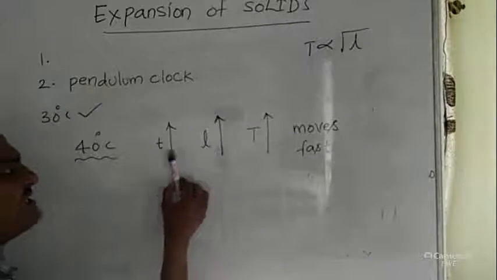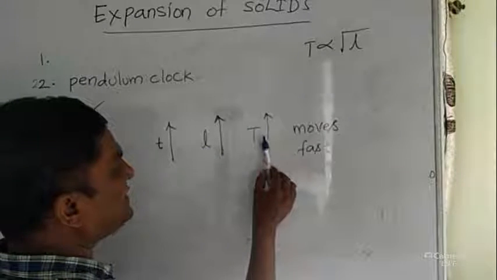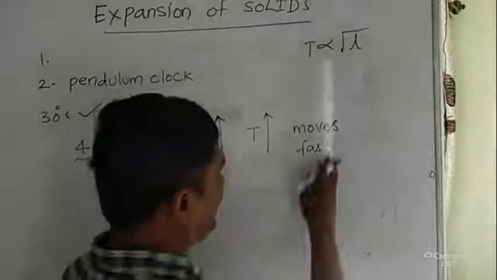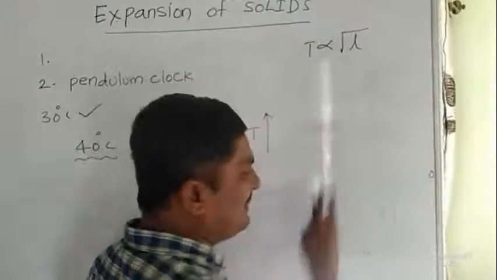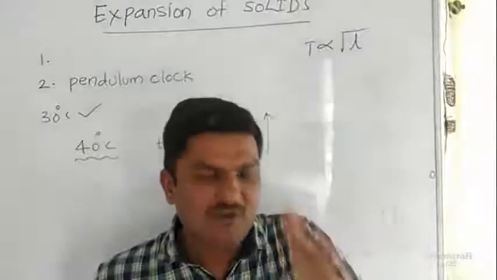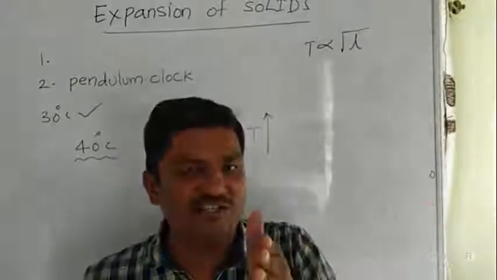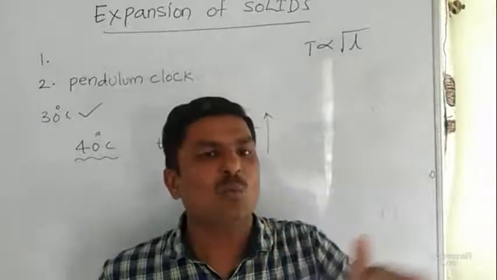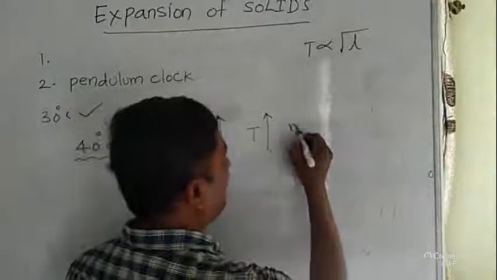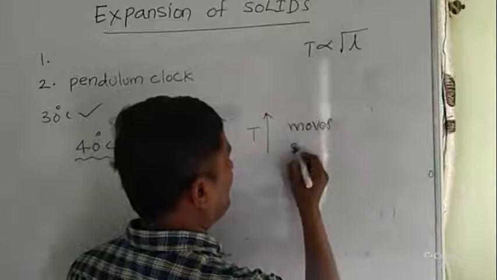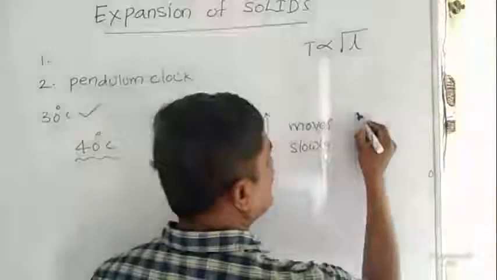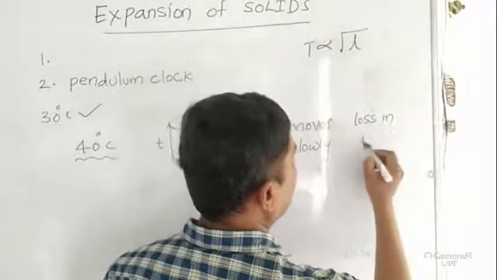So as temperature increases, the length of the pendulum increases, hence the time period increases. Actually, the original time period of oscillation is 1 second. Now it will take 1.5 seconds. So the watch moves slowly. If the watch moves slowly, there is a loss in time.